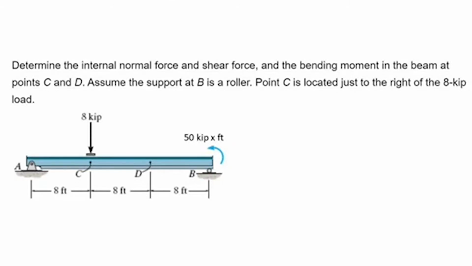What we're going to be doing is determining the internal normal force and shear force and the bending moment in the beam at both points C and D. The problem is telling us that support B is a roller and point C is located just to the right of the 8-kip load. So at that point B, which is a roller, we have that 50 kip-feet value. And then there's a force of 8 kips acting at point C.